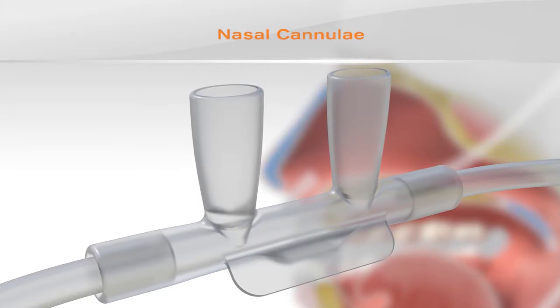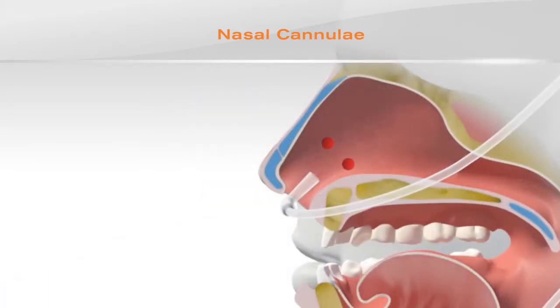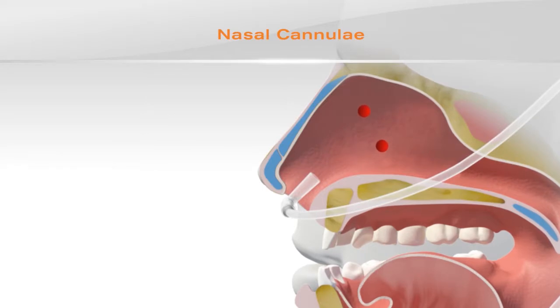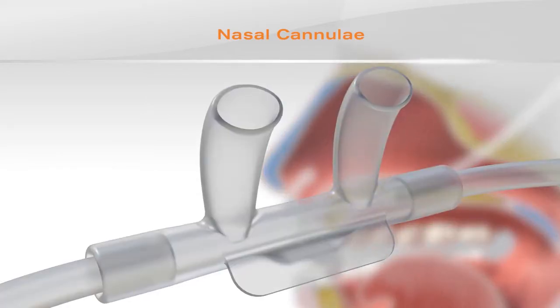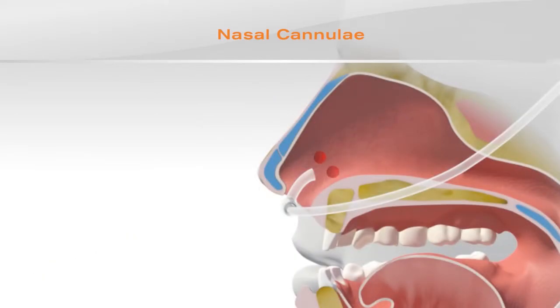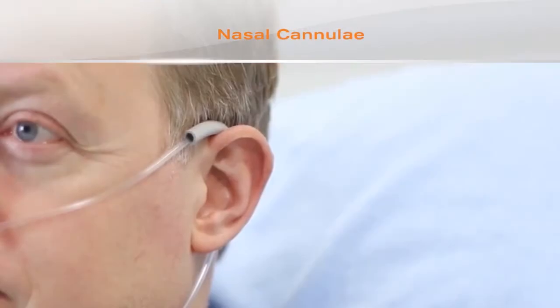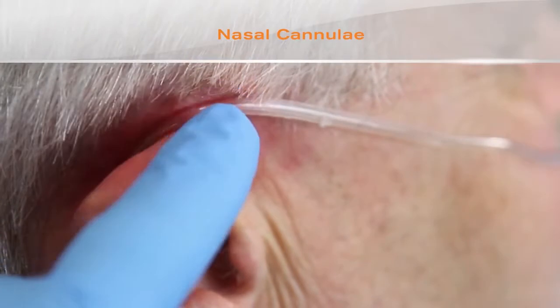Flared prongs have an increased diameter towards the tip. This has the effect of slowing down the gas as it enters the nose, making it more comfortable for the patient. Curved and flared prongs combine the best features of the two options, releasing oxygen more slowly and away from the frontal sinuses. Nasal cannulae can be supplied with ear guards, which can benefit long-term users of nasal cannulae by preventing sores on and around the ears.